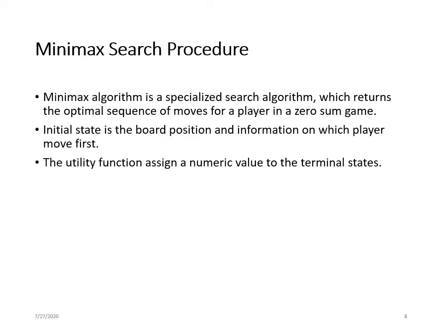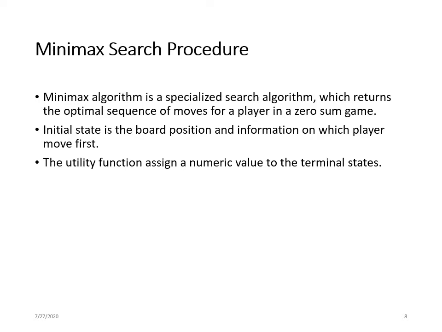So we will not take this case in actual practice. So we will use the min-max search procedure here. By the help of the min-max search procedure, we can do it in a more appropriate fashion. So what is the min-max search procedure? The min-max algorithm is a specialized search algorithm which returns the optimal sequence of moves for a player in a zero-sum game. Zero-sum game means a two-player game.